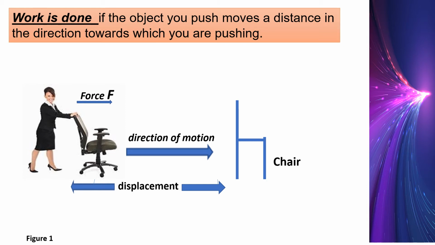Now, in this situation where there is work done, if the object you push moves a distance in the direction towards where you are pushing, as you can see, the displacement is present when the woman pushes the chair and the chair moves towards the direction of its motion. So again, there is work done in this situation.